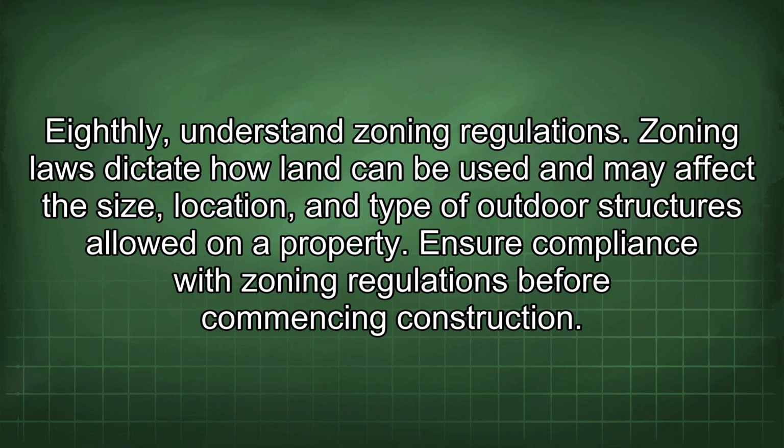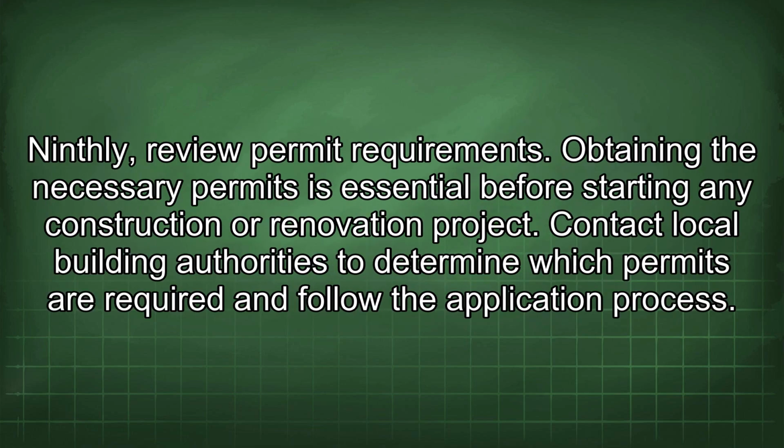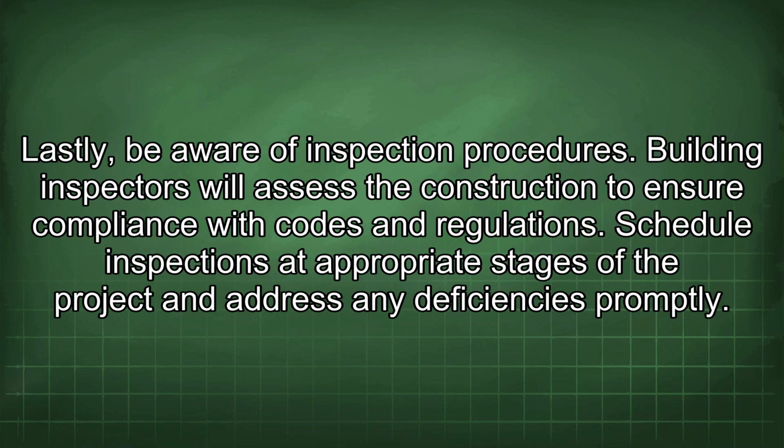Eighthly, understand zoning regulations. Zoning laws dictate how land can be used and may affect the size, location, and type of outdoor structures allowed on a property. Ensure compliance with zoning regulations before commencing construction. Ninthly, review permit requirements. Obtaining the necessary permits is essential before starting any construction or renovation project. Contact local building authorities to determine which permits are required and follow the application process. Lastly, be aware of inspection procedures.